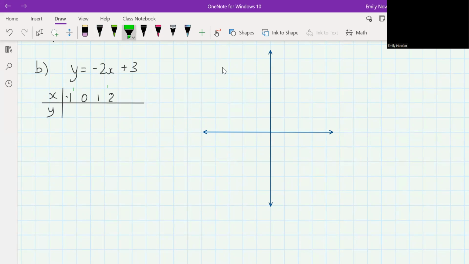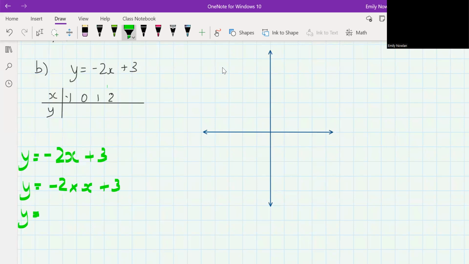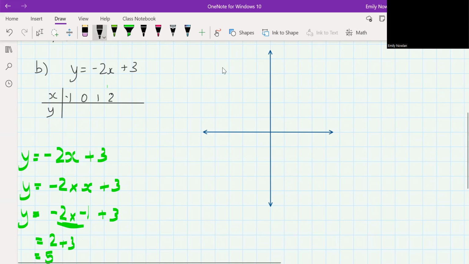So first thing we're going to do is put x equals -1 into here. So that means y is equal to, the rule is -2x plus 3. That means -2 times x plus 3. That's the rule. And now the first one we're doing, we're putting in x is -1. So it's -2 times -1 plus 3. So what is -2 times -1? It's 2. Okay, that's 2. And then you get 2 plus 3, which equals 5. So that means up here, when x is -1, we've got to get the answer 5 there.